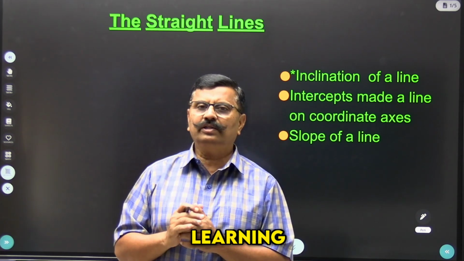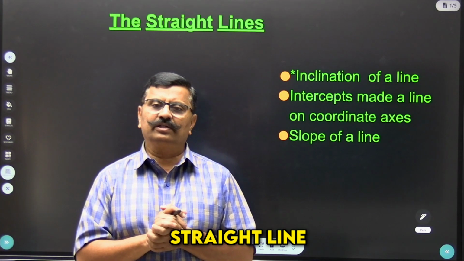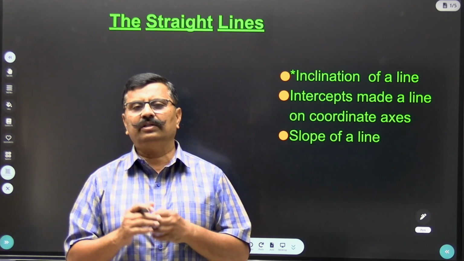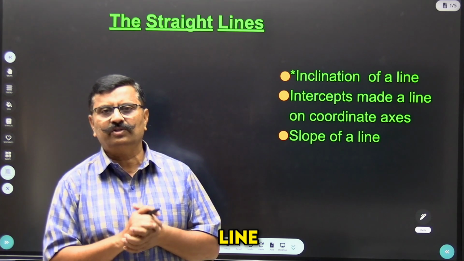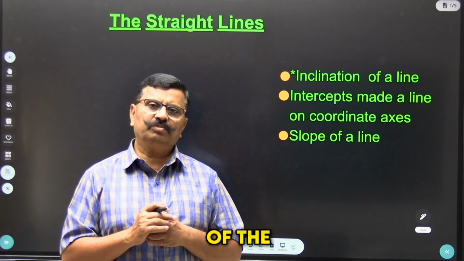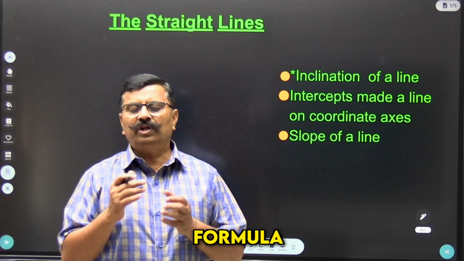Today we will start learning the lesson called the straight lines. Now, in this lesson, we will study the inclination of a line, then intercepts made by the line, slope of a line, various forms of the equations of the line, and the formula for the acute angle between the lines.